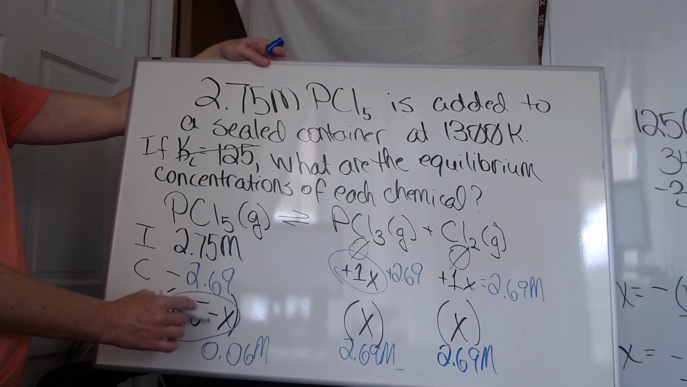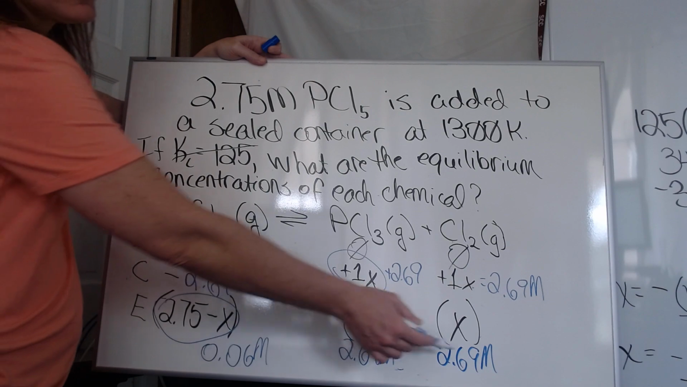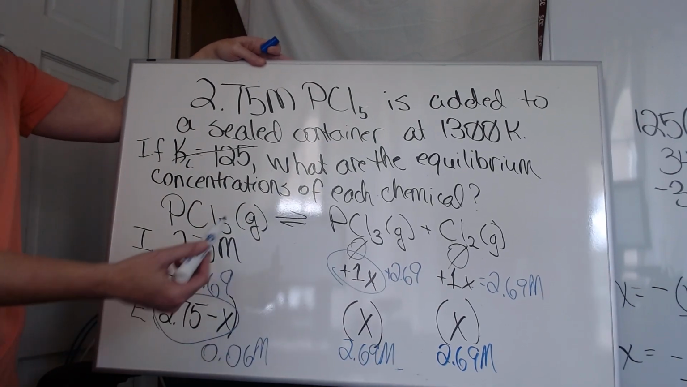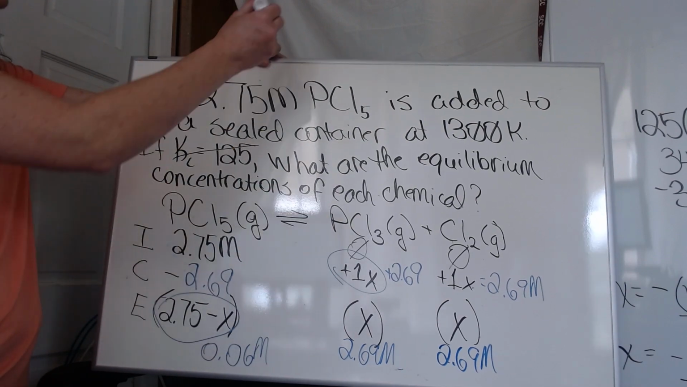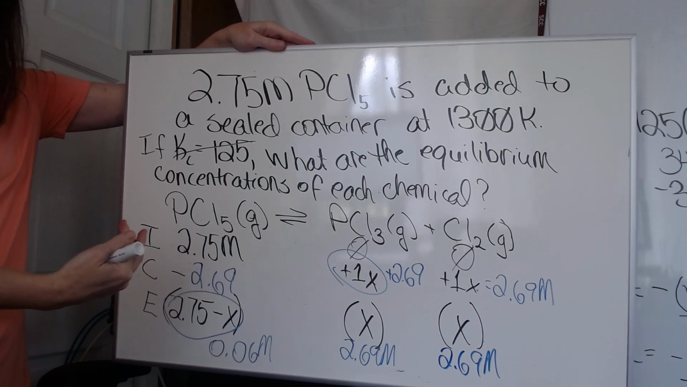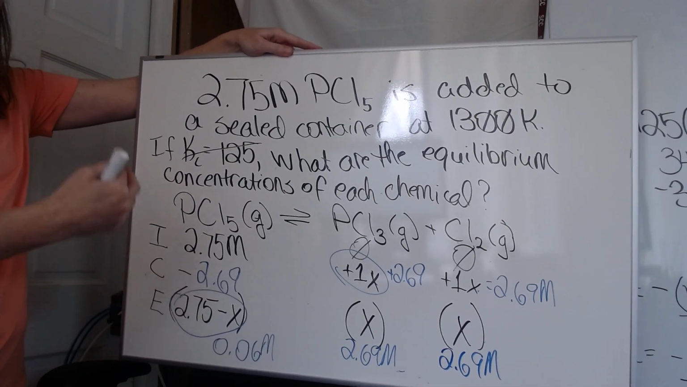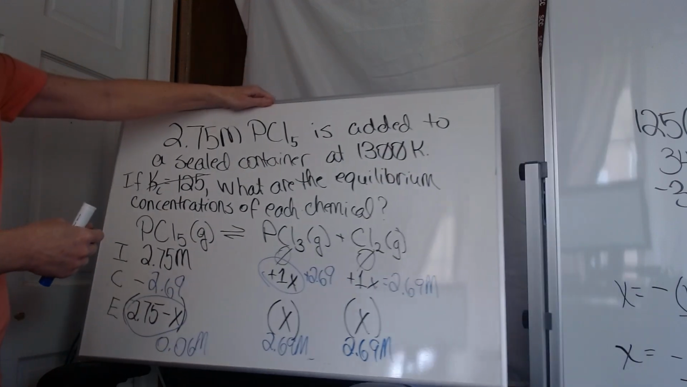Once I knew the quantity that is reacting or the quantity that's being created, I can then just add the numbers or subtract them and figure out each amount. You can double check these answers because this is kind of a long process. You can double check these answers by plugging these values back into your equilibrium constant expression.